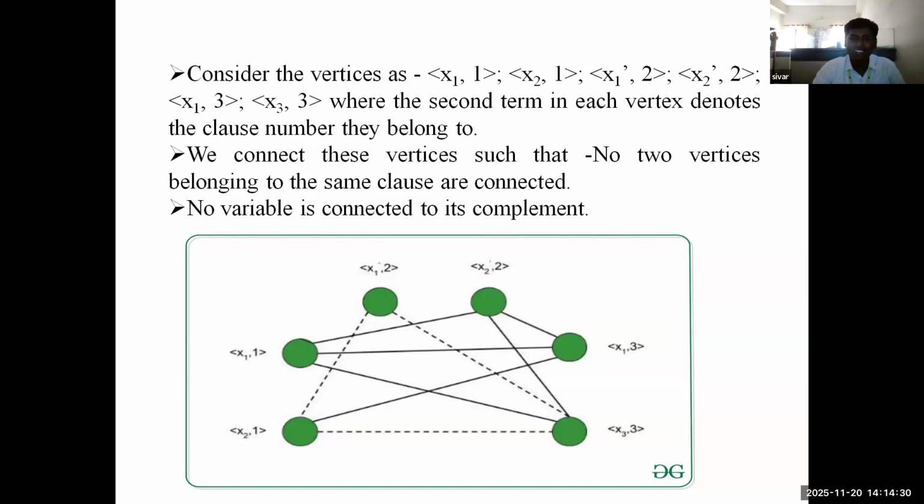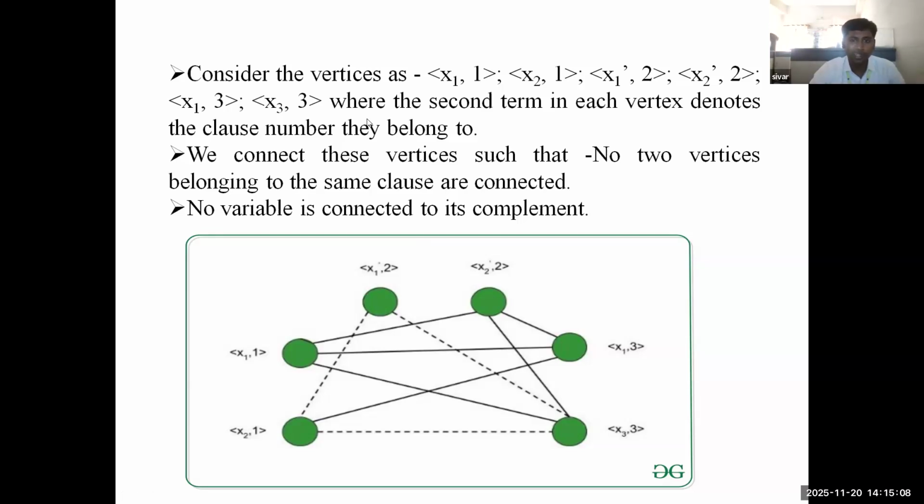Now we are going to prove why the clique decision problem belongs to NP-hard. Once you look at the graph, this graph comes from this equation. How to construct this graph: in that graph, three vertices form a clique. The vertices are x1 in class 1, x2 in class 1, similarly x1 in class 2, x2 also in class 2, and x1 in class 3, x3 in class 3. Like that, we are going to construct this graph.